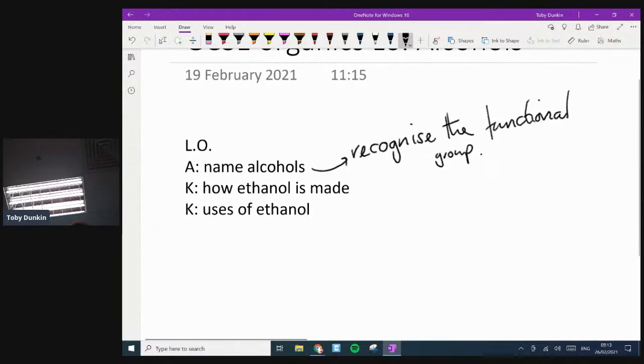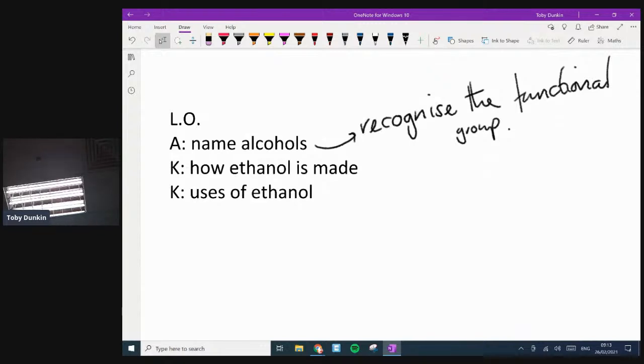So naming alcohols. The next one is we then pick up a very specific alcohol, and of course it's the one that everyone loves. It's our Friday night alcohol, which is ethanol. So I need to teach you how to make it, which is fun. So we need to know how ethanol is made, and then also give its uses.